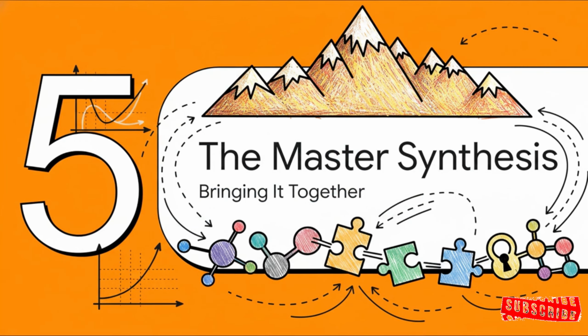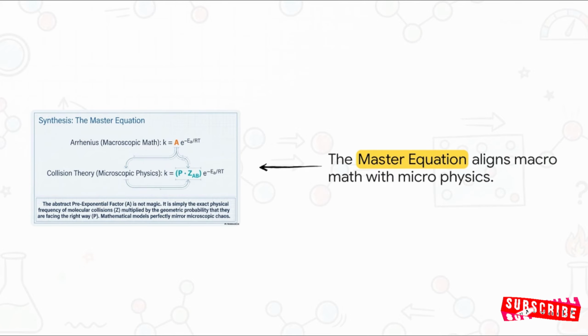And finally, Section 5, the master synthesis, bringing it all beautifully together. Seriously, just look at how beautifully everything aligns on our final equation slide. Up at the top, we have the Arrhenius equation. That's our macroscopic math defining the rate constant k. It features this kind of abstract pre-exponential factor called A. For a long time, A was just an empirical constant that made the math work.